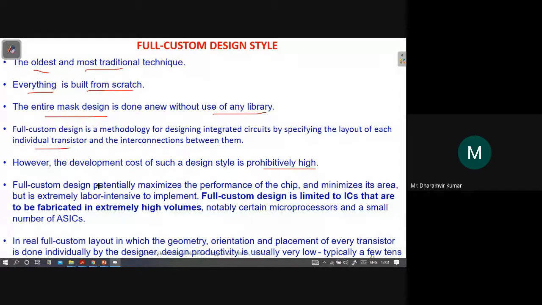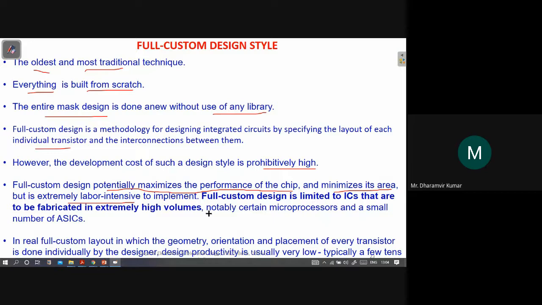So the full custom design potentially maximizes the performance of the chip. What is the advantage? The advantage is that we get ICs which have the maximum performance possible. It also minimizes the area, with the least amount of area that it can occupy, but it is extremely labor intensive to implement. It requires a lot of effort from the designers, from the engineers, to get the things done.